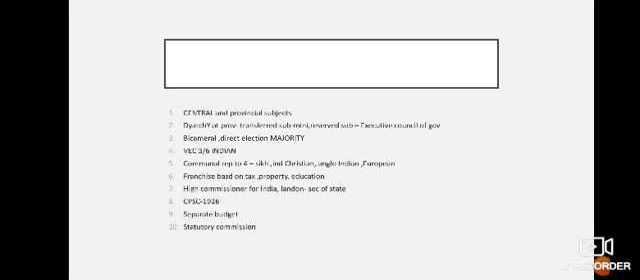Then 10th point is that they have also provided for the appointment of a statutory commission after the 10th year of this Act of 1919, so that they will be able to assess the progress of the recommendations made in the Act of 1919. Okay, so these are the 10 points mentioned in the Act of 1919.